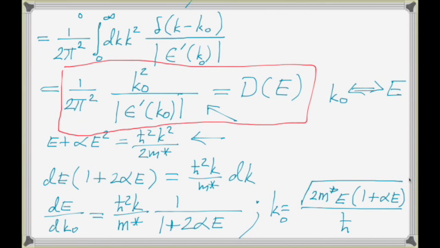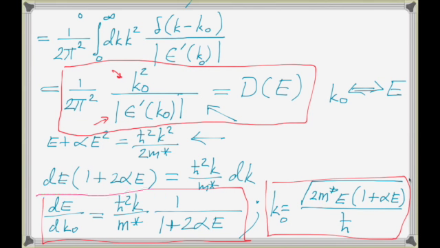And then all we needed was the derivative of the dispersion that goes in the denominator, and we have to write K as a function of energy that goes in the numerator. So here is our K as a function of energy. Here is our derivative that goes in the denominator, and we just plug those in to get the final form for the density of states here.